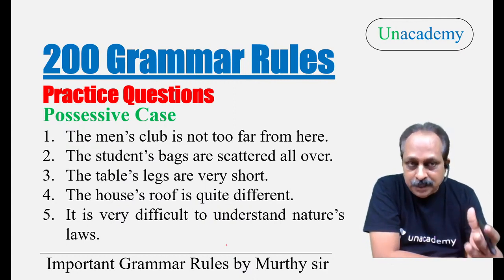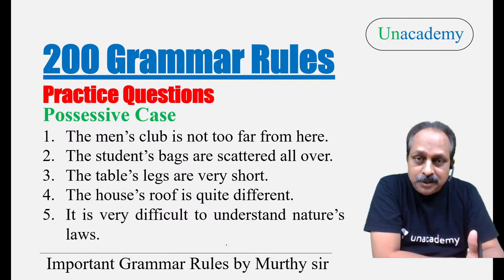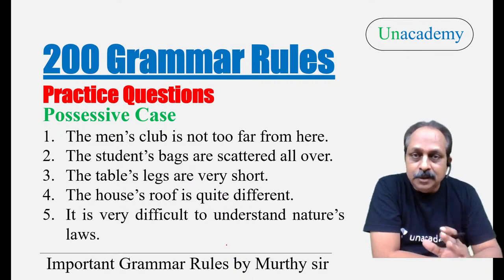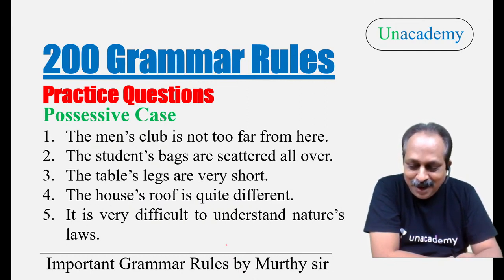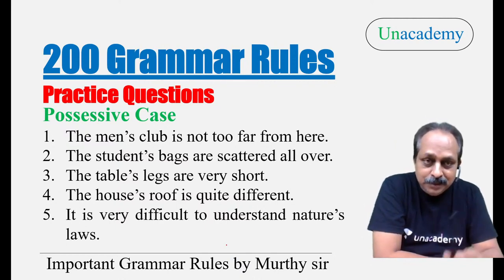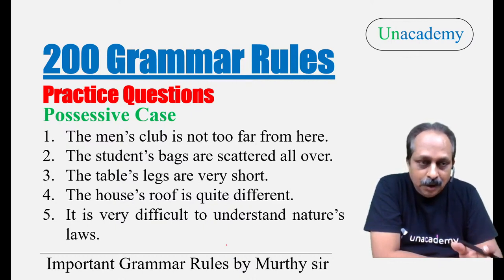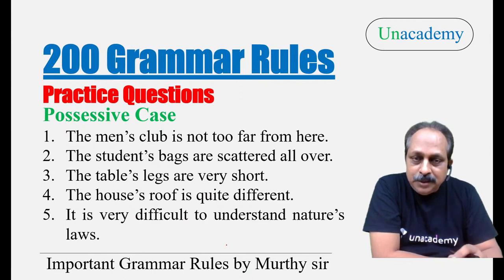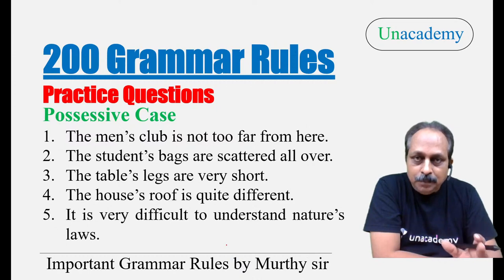There are 15 questions based on case. Look at these questions and try to spot the errors. You may see an error, you may not see an error. If there is no error, simply say, sir, there is no error. Now, what is the first one? Eagle eyed. Yes, that's right, Rajshekhar. No doubts. Fine. Please have a look at these 15 questions. On this slide, you see five sentences. The men's club is not too far from here. Is it right or wrong? One. The men's club.